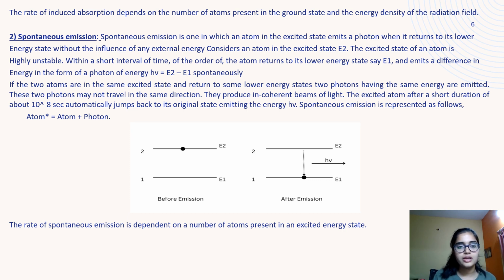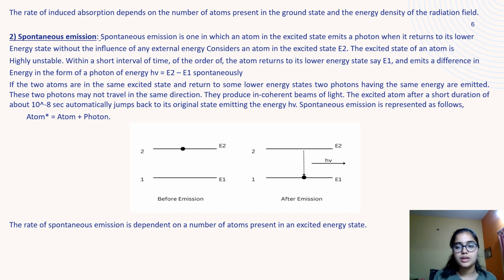The atom in the higher excited state cannot remain there permanently because the excitation violates the stability condition. If two atoms are in the same excited state and return to some lower energy state, two photons having the same energy are emitted. These two photons may not travel in the same direction. They produce incoherent beams of light. The excited atom, after a short duration of about 10 power minus 8 seconds, automatically jumps back to its original state, emitting the energy h mu.